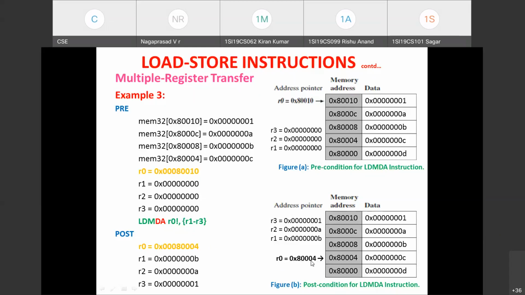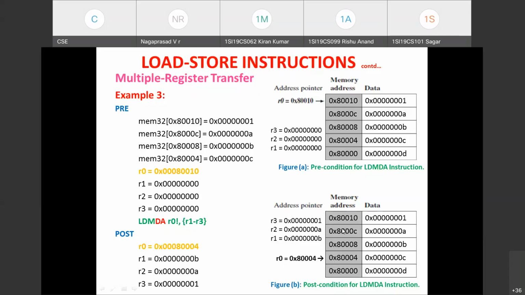And you can see this is the next location. So the last data fetched is at address 80008, and the pointer will be pointing to the next location, after the last data is fetched. Hope you can identify that.